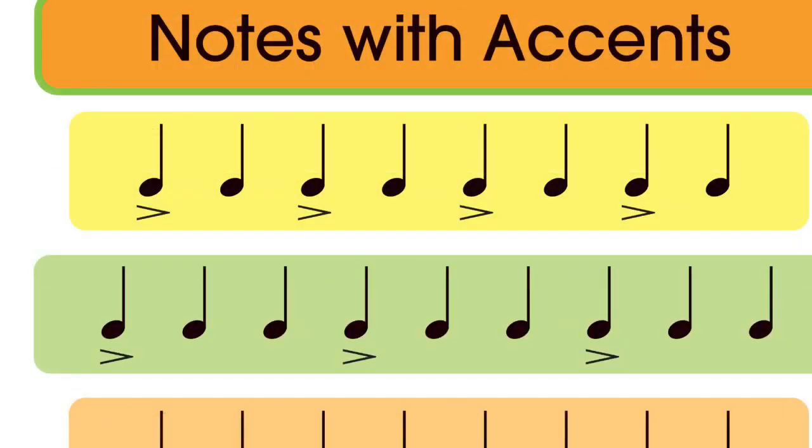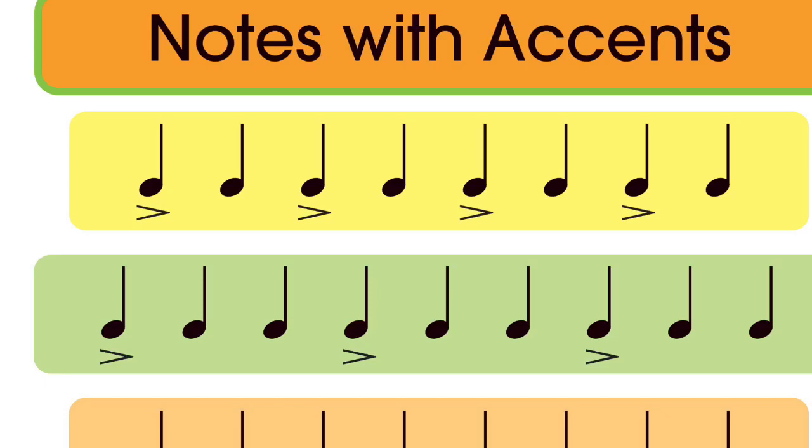Let's try it with our sounds. So remember, we're patting our legs on strong. We're snapping on weak. Green line. Here we go. Strong, weak, weak, strong, weak, weak, strong, weak, weak. One more time. Here we go. Strong, weak, weak, strong, weak, weak, strong, weak, weak.